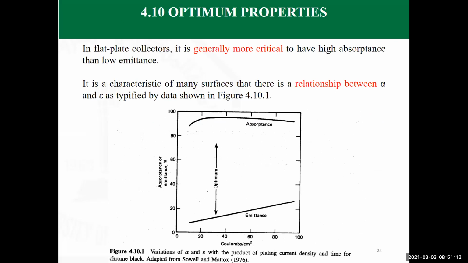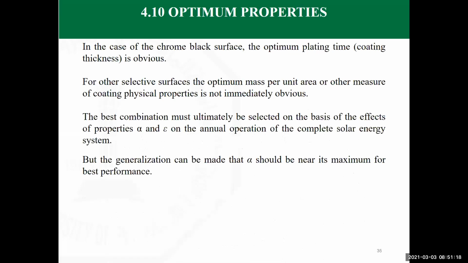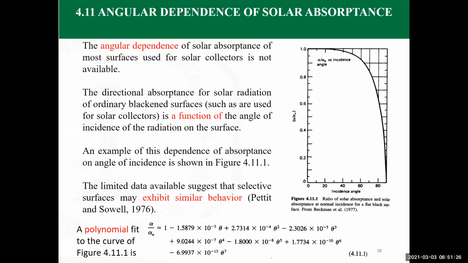It is not only a function of the wavelength, by the way, but sometimes it's a function of the angle at which the solar energy is falling onto the surface. For example, you can have a figure like this, which is showing how the incident angle can change the value of alpha. And even a polynomial fit for this line is given at the bottom here.